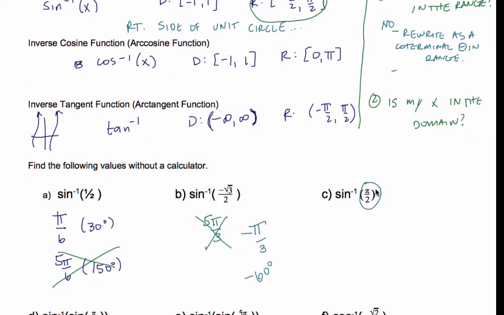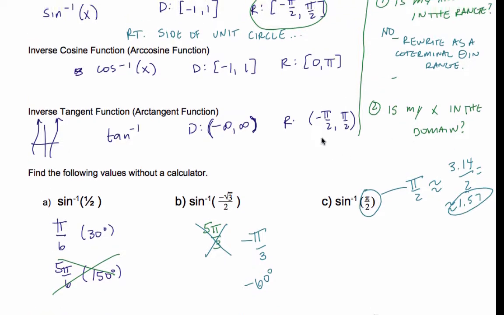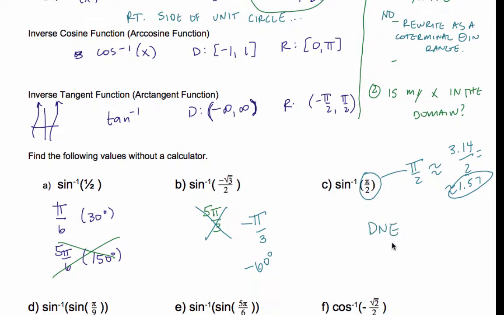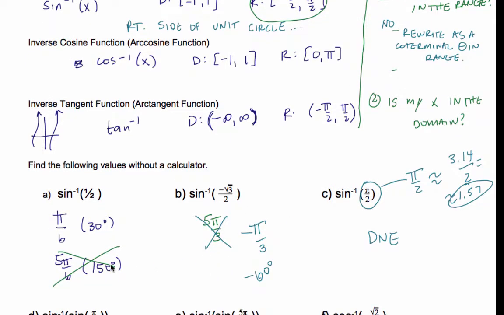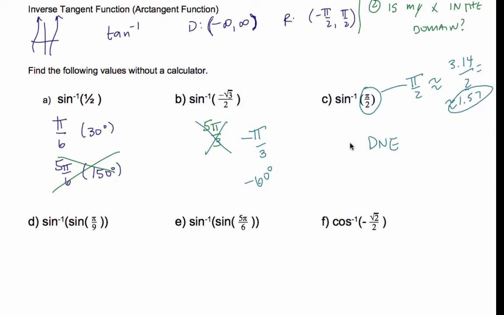So does it exist? Well, you've got to think. Pi over 2 is roughly equal to 3.14 over 2, which is roughly equal to 1.57. Okay, well, that's not in my domain. So this does not exist because 1.57 is not in my domain. And so right there, I've used three of these things. Is my answer in the range? For the first one, it wasn't. If my answer wasn't in the range, I could rewrite it. And sometimes x isn't in the domain. What I'm trying to find isn't in my domain.